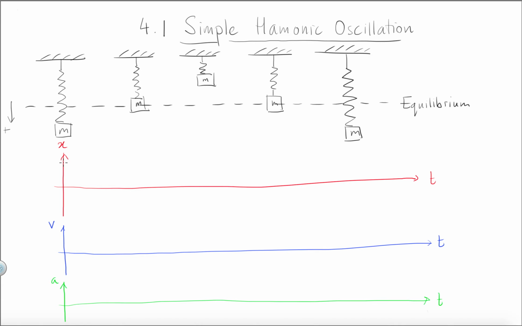So in the beginning it's going to have maximum displacement here, then it's going to go down through the equilibrium position, it's going to have zero displacement, then it's going to have a minimum displacement when it's at the top, then it's going to go back through the equilibrium position and then back to its maximum displacement again.